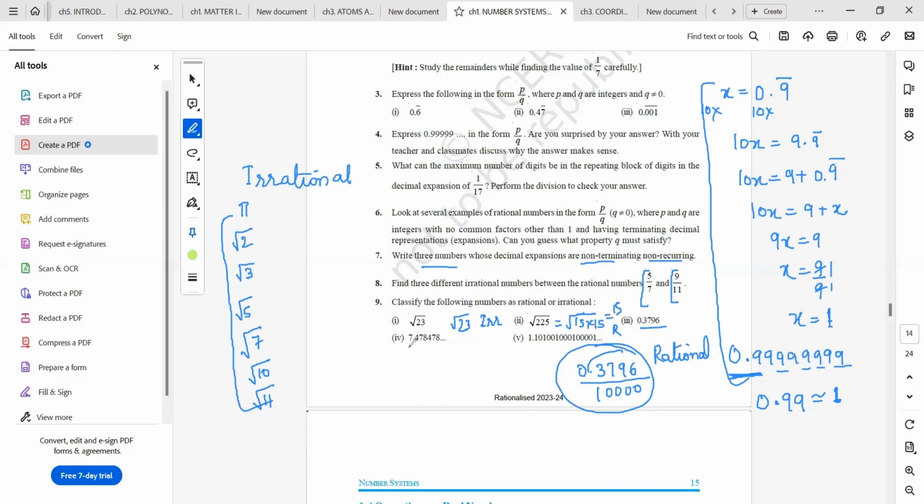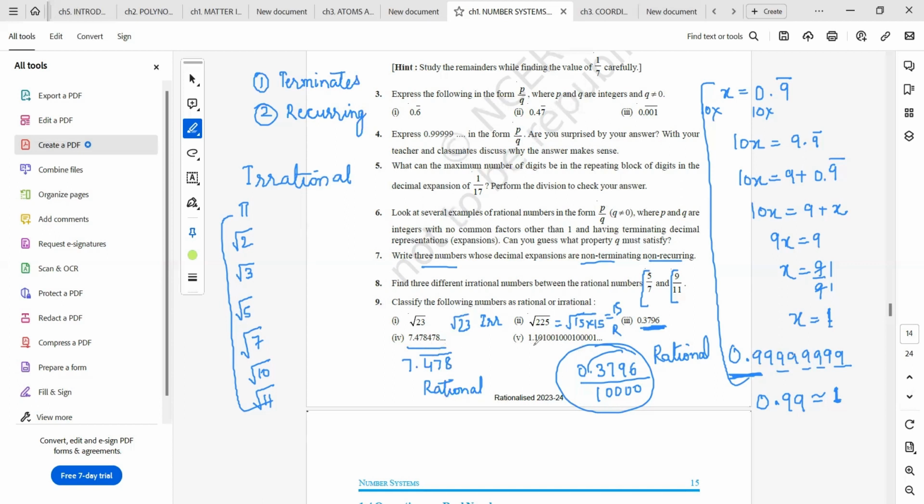Now here you can see it is not ending. But is it recurring? Yes, it is recurring, because we have 7.478, 478, 478. So it is recurring. And if it is recurring, that means it is rational. Either it terminates, or if it doesn't terminate, it is recurring. Two conditions for rational. It terminates, like here you can see 0.3796. It ends here. So it terminates. And if it is not terminating, then it is recurring. These are the two conditions for rational numbers. Now here you can see it is recurring, so it is rational.